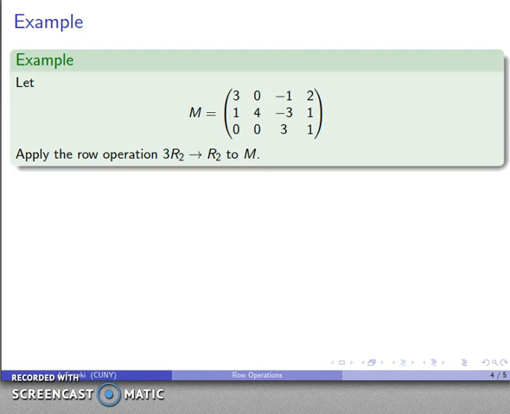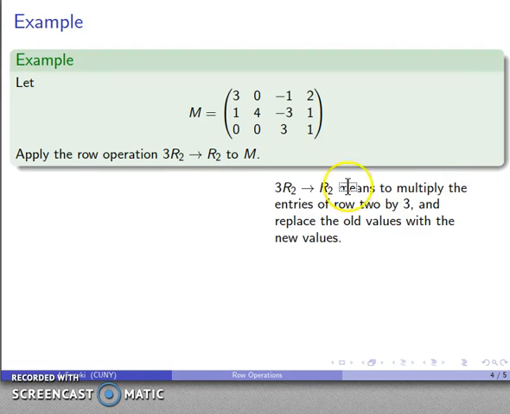Well, let's apply a different operation. I'll apply the row operation 3R2 sent to R2. So I'm going to multiply everything in the second row by 3, and I'm going to replace the second row with what I just obtained. Because I've done that, the first row and third row don't change, so I'll go ahead and keep those. So only my second row is changing.